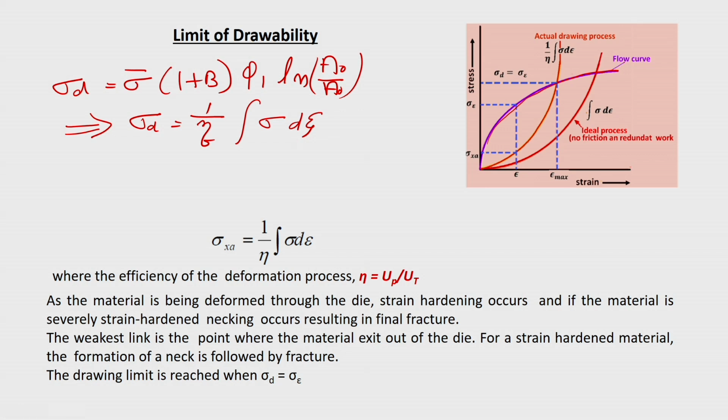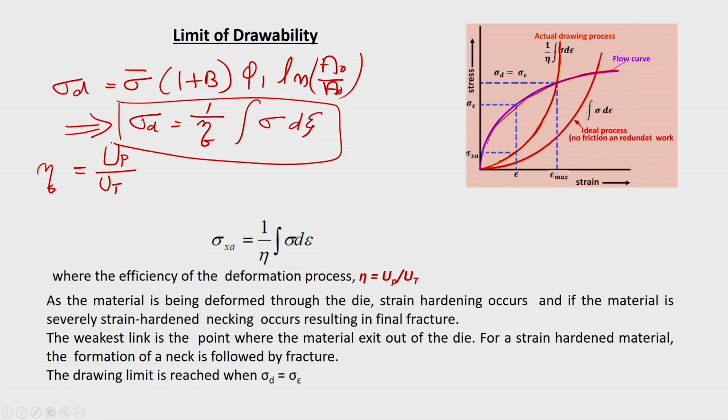Okay. So, this efficiency is nothing but the ratio of plastic work, that means for homogeneous deformation, to the total work. When you look at this, the flow curve is like this, but in an ideal process the sigma d epsilon curve will come like this. Because there is friction and redundant deformation, the flow curve of the drawn wire will follow like this. We can write it in this form, with strain increasing. So, this will be that curve.